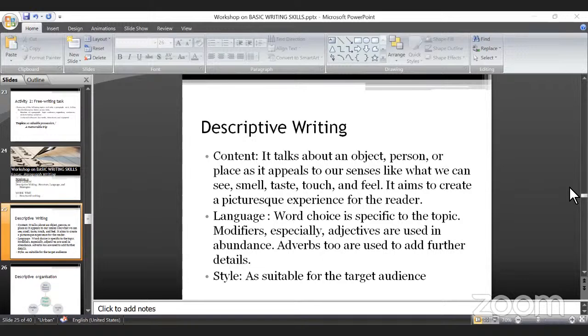But one point that one needs to keep in mind is that in descriptive writing, there is an abundant usage of adjectives and adverbs, right? Anything that is used to modify, anything that is used to give information about what you're writing is presented using the grammatical segment of adjectives or adverbs.